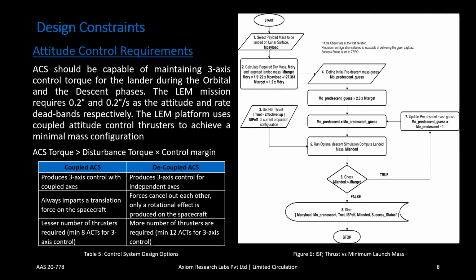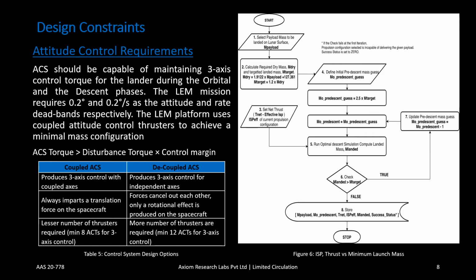We need to make sure that the ACS system has the capability to deliver torque greater than the maximum disturbance torque multiplied by a control margin. And we study both kinds of ACS systems, which are coupled and decoupled. The coupled systems will provide 3-axis control, but they also provide a translational force when the thrusters fire. However, the major advantage of coupled systems over the decoupled system is they require a much lesser number of thrusters.